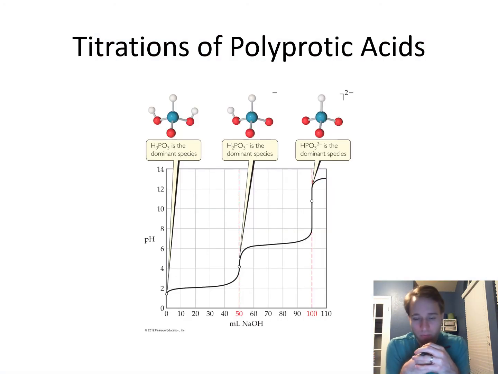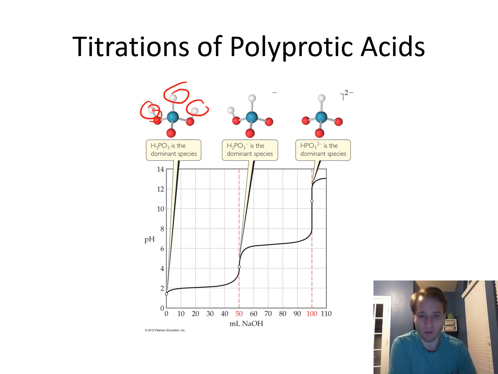Now, titrations of polyprotic acids look like any other type of titration. It's just that you've got multiple equivalence points, one for each acidic proton on your acid. So here, our acid is H3PO3, so I have 3 protons that I can titrate off. And so I'm going to have an equivalence point for each proton that I've removed. The first equivalence point is at 50 milliliters, the second equivalence point is going to be at 100 milliliters, and then there's going to be a third equivalence point at 150 milliliters.